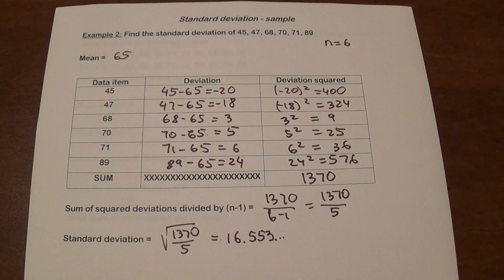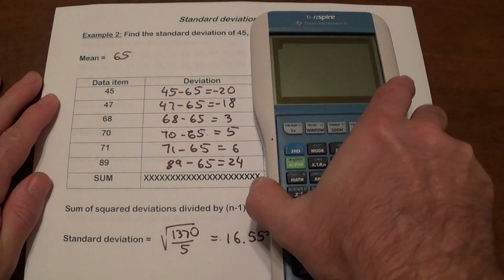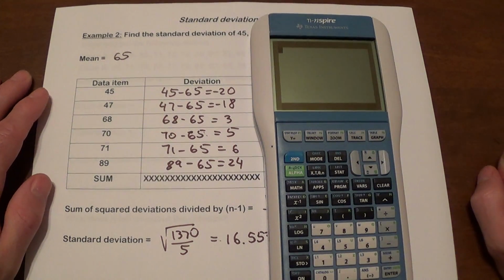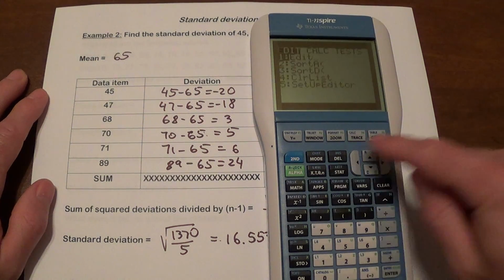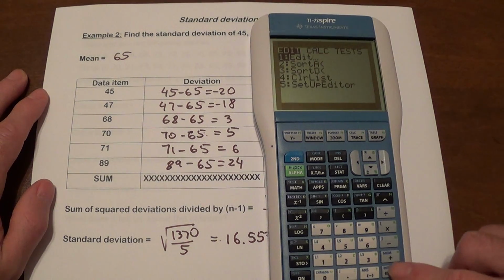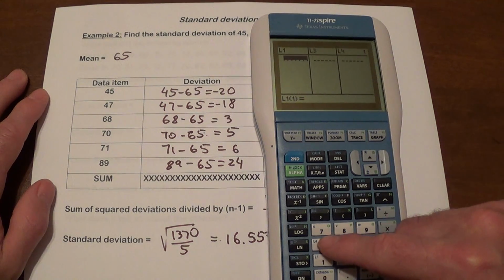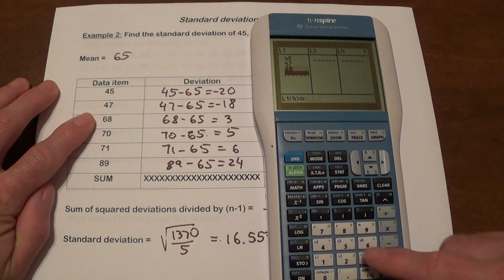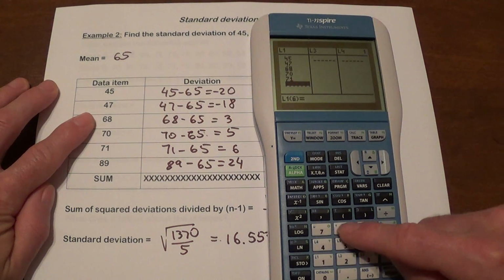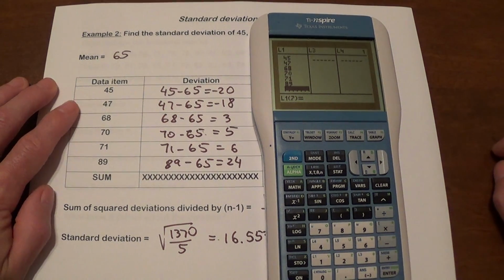Alright, so what I'm going to do now is show you how to do this on the calculator. I'm going to use a TI-84. So here's the process, because the sets get longer and more complicated. Alright, so we're going to press the Stat button. We're going to go to Edit. We're going to enter our data items. 45, enter, 47, enter, 68, enter, 70, enter, 71, enter, and 89, enter. So we got our 6 items.